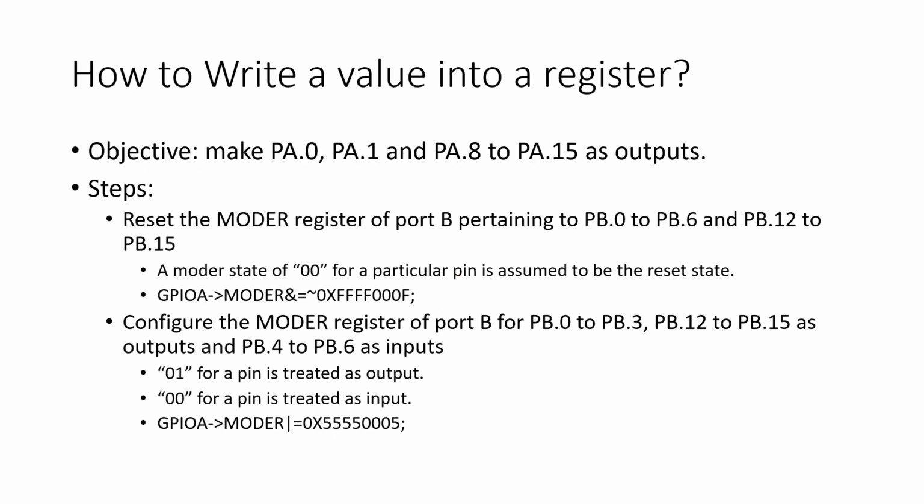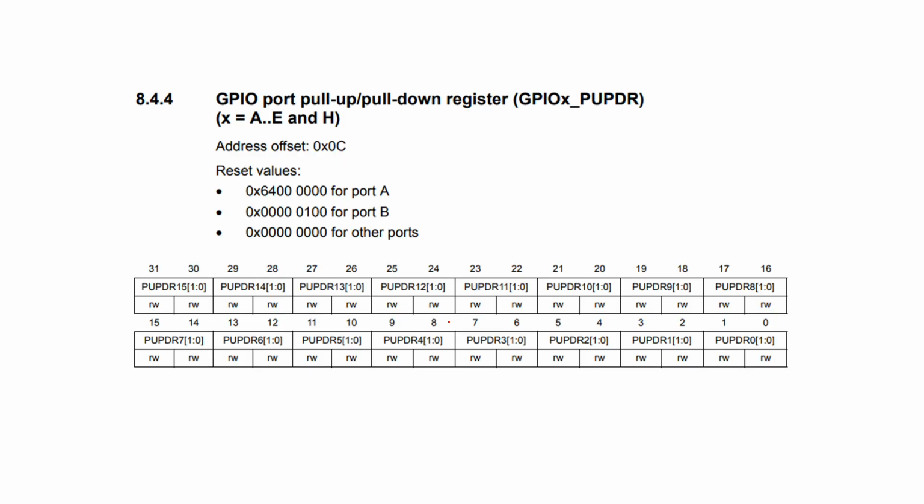So coming to LCD interfacing, we will be using port A. So we need PA0 and PA1 for register select and enable pins, and PA8 to PA15 for data pins. So these we need as outputs. So first we'll reset the MODER register, and then we'll configure the pins to the necessary mode. And this is the PUPDR register, which is the pull up and pull down register. This register we will be using if we require pull up or pull down for any pins.